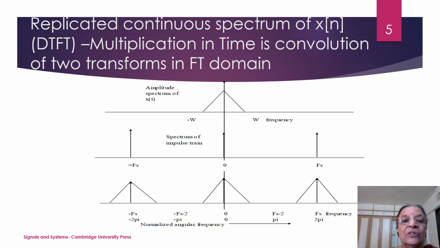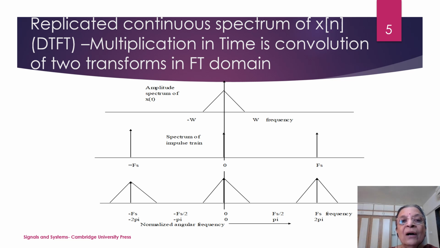So at minus fs it will be replicated, at 0 it will be replicated, at fs it will be replicated, it will also be replicated at 2 fs and so on. It will also be replicated at minus 2 fs, minus 3 fs and so on. So it is continuous, you can say, and it is replicated on either side from minus infinity to infinity.